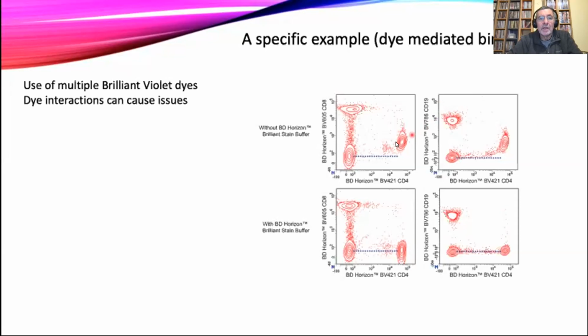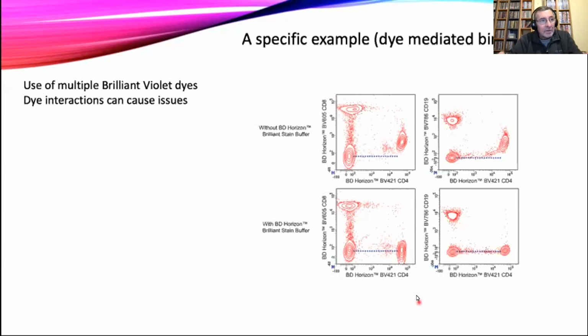Now we know this, so we can add what we call a brilliant stain buffer. Different manufacturers will market this and will sell you this. It's a bit of a proprietary formula, but what it means is that you don't get that entanglement, and if we use that buffer, then we get exactly what we expect to see. So this is what we would call something like dye-mediated binding.